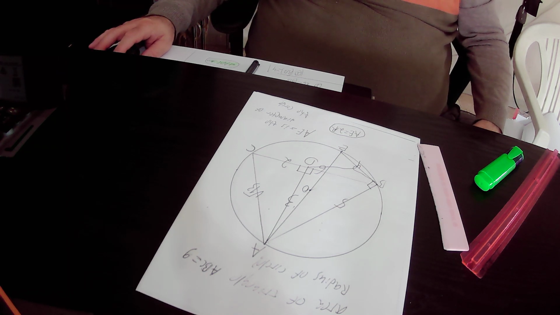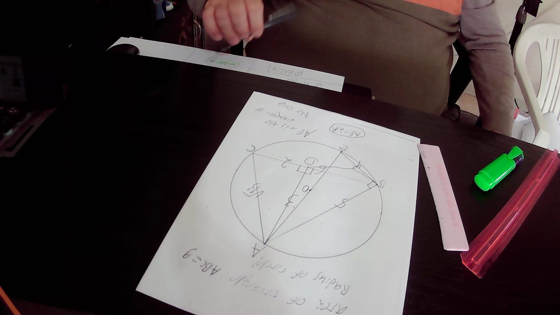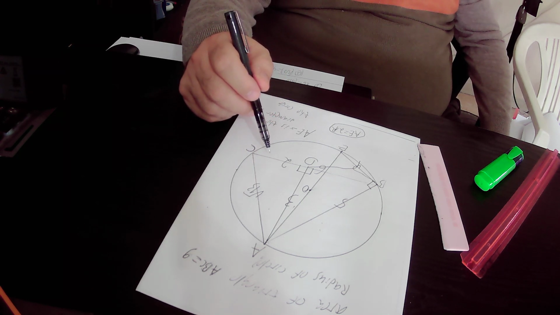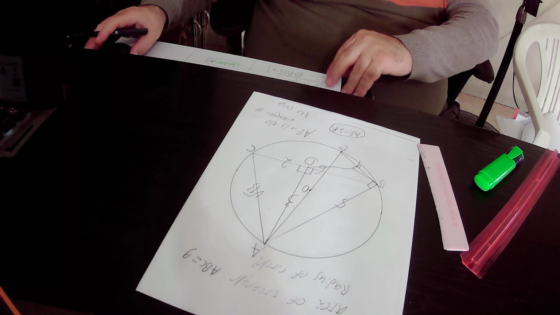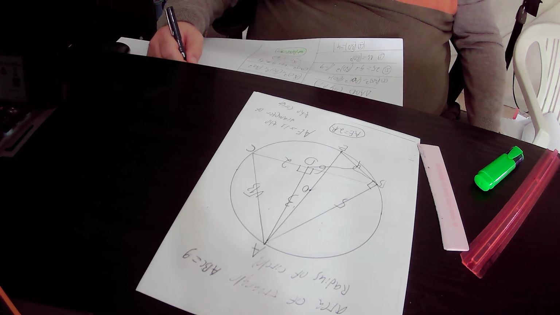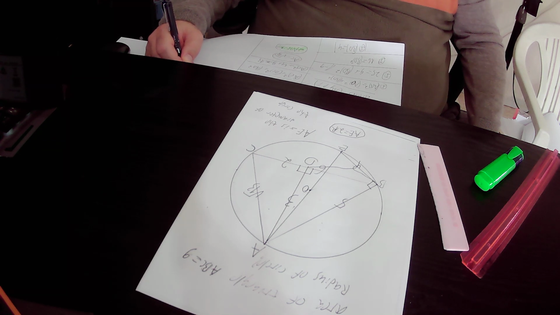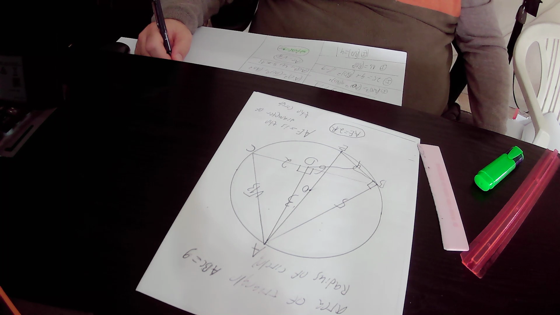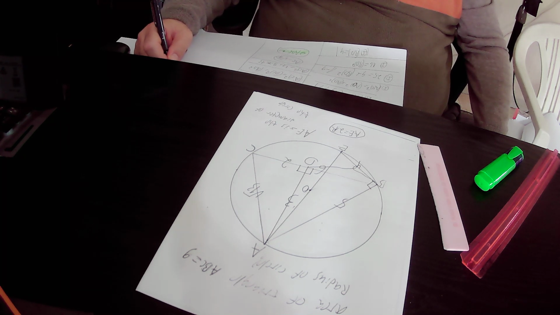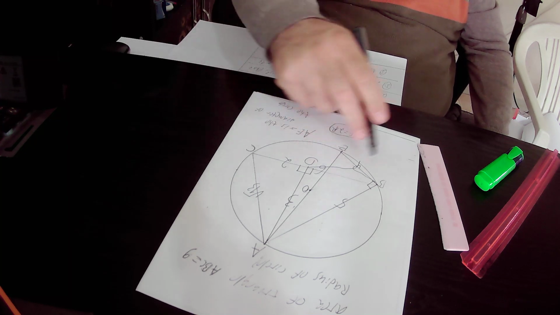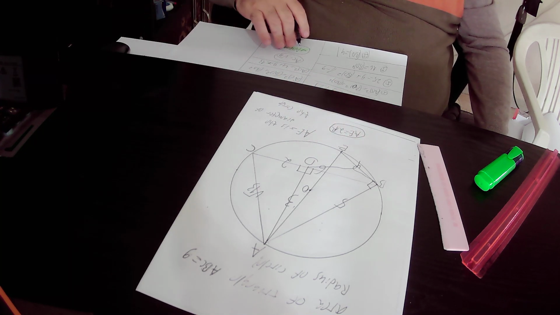Peripheral angle ACB equals peripheral angle AEB. Why are they equal to each other? Because they both rest on the same chord AB. Okay?